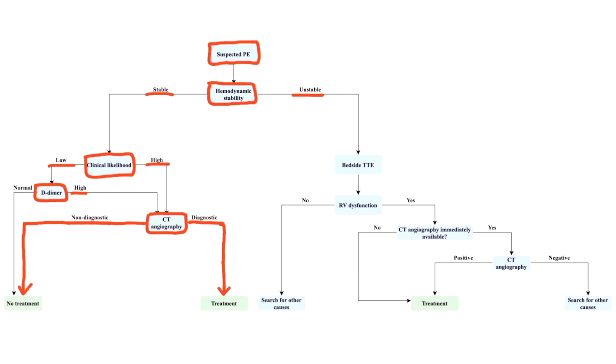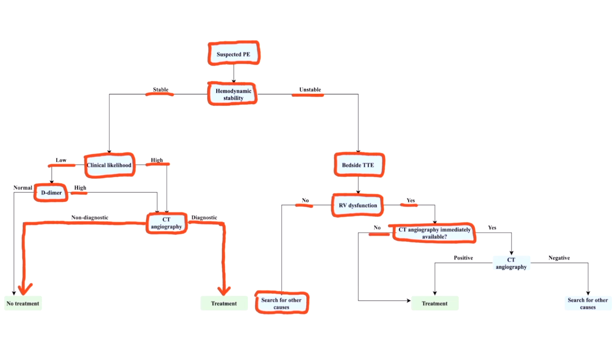In this case, a bedside transthoracic echocardiography should be performed to evaluate for right ventricular dysfunction. If there is no dysfunction, then they should be evaluated for other causes of hemodynamic instability. However, if there is right ventricular dysfunction, they should be taken to immediate CT angiography if this is available. If CT angiography is unavailable, they should be treated as if they have a pulmonary embolism.